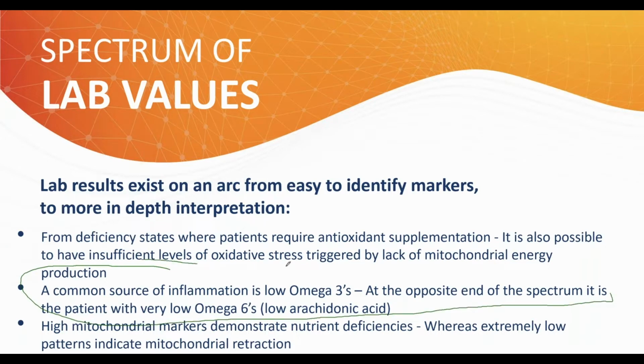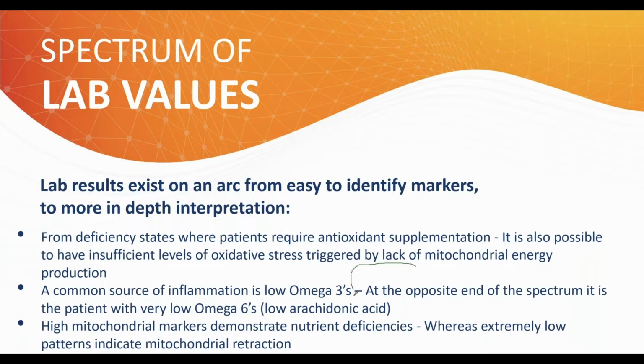A common source of inflammation is low omega-3s. And we all learned this, I don't know, 30 years ago. This is not a news flash, right? Omega-3s, fish oils, flaxseed oil can help if you're inflamed. And certainly if you've been in practice for a while, there are gazillions of people we've all treated, given omega-3s, and now their inflammation's gone, now they feel better.